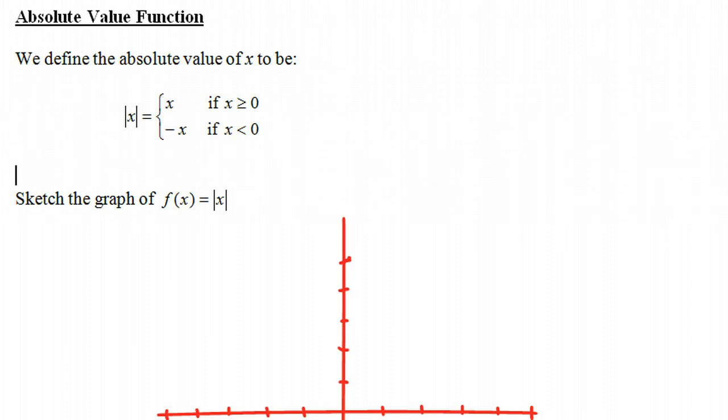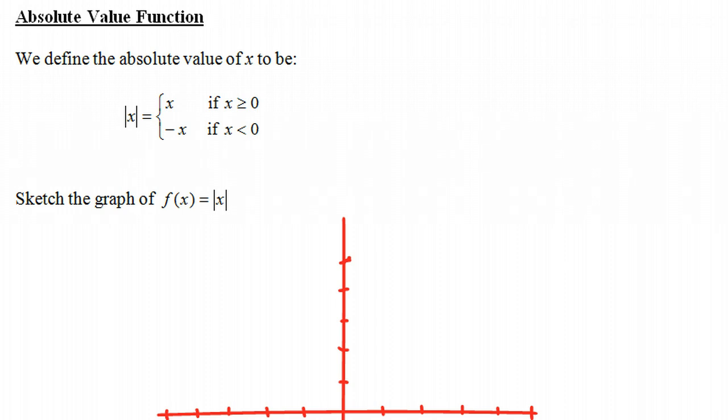In this video, we're going to talk about the absolute value function. Now, I'm kind of assuming that you've seen the absolute value before, but the absolute value of x can be defined like this: the absolute value of x is equal to x if x is greater than or equal to 0, and negative x if x is less than 0.